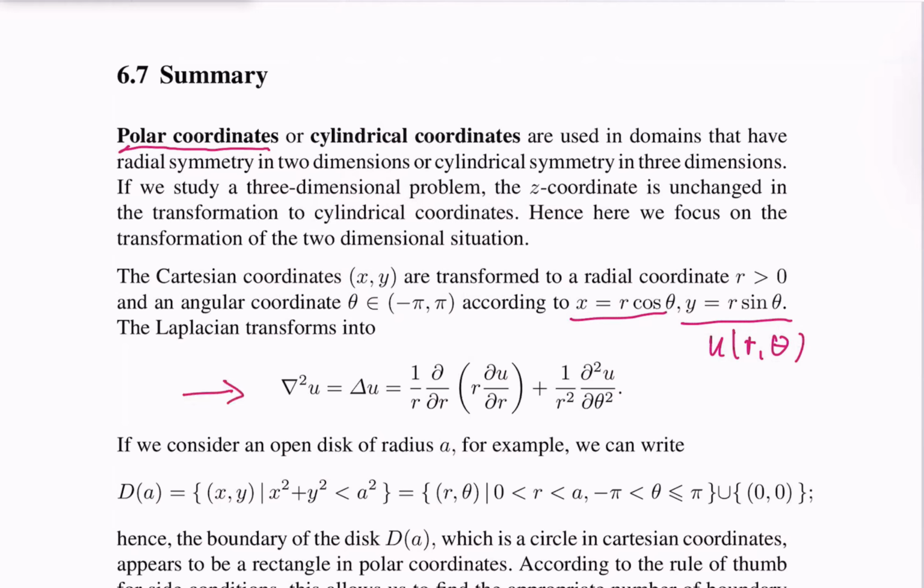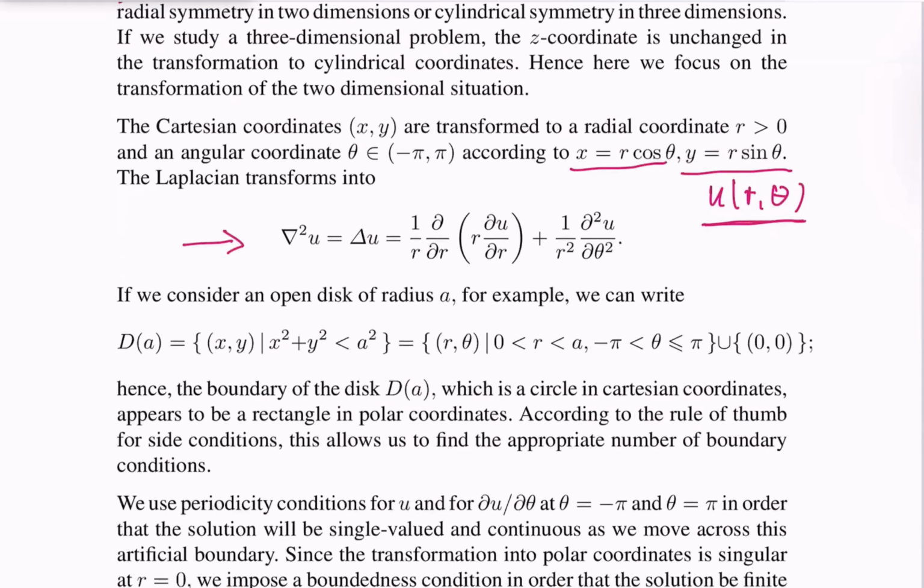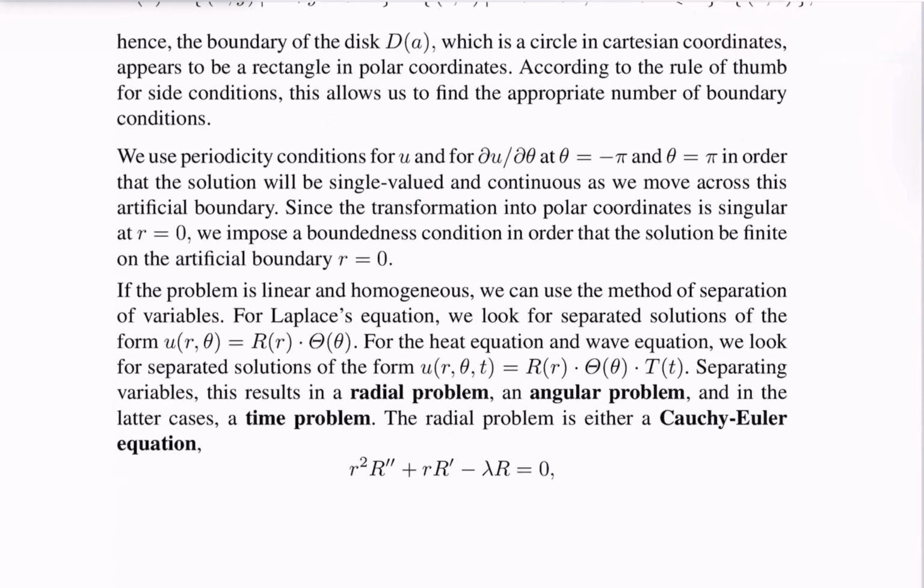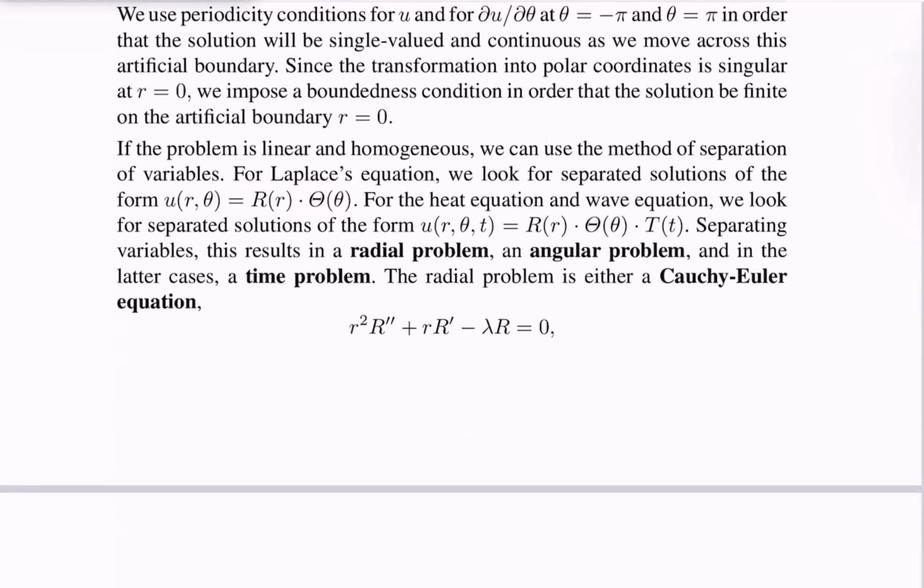So Laplace u is 1 over r d by dr of r du by dr plus 1 over r squared d squared u by d theta squared. And of course, this only makes sense if you really can write your function in this form as a function of radius and angle. Okay. Now if we do this, we can do separation again. So here is the separation formula. But now, of course, we separate in radius and angle.